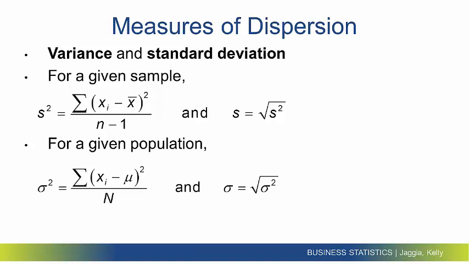Lastly, the sum of squares is divided by the population size, capital N. Sigma, or the population standard deviation, is the square root of sigma squared, the population variance.